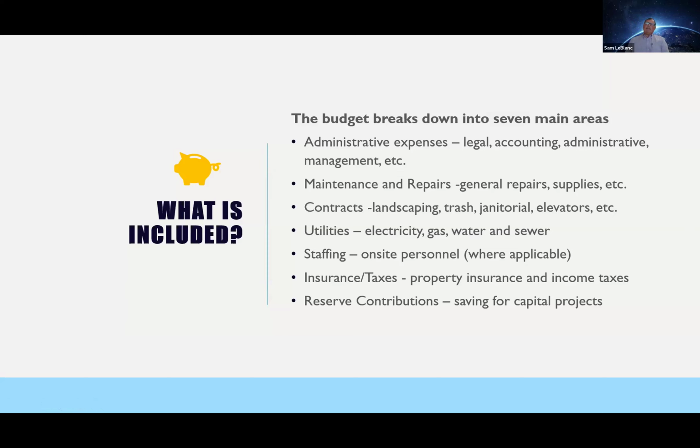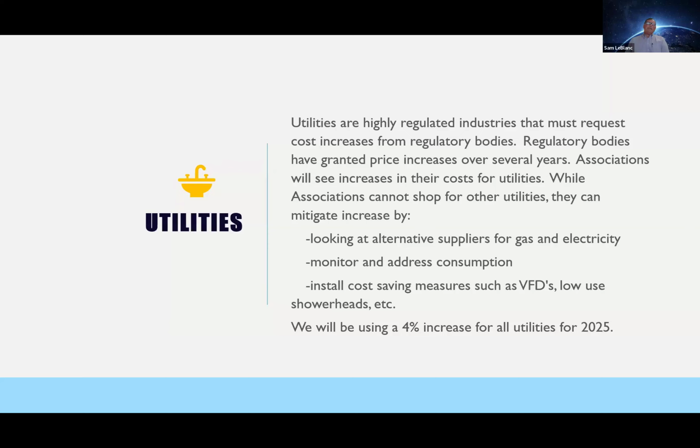And then, of course, inside each one, you have separate line items that make it up. That's what the board and your manager need to be working on, to make sure you have adequate amounts built into each of those areas. So, 7 main areas.